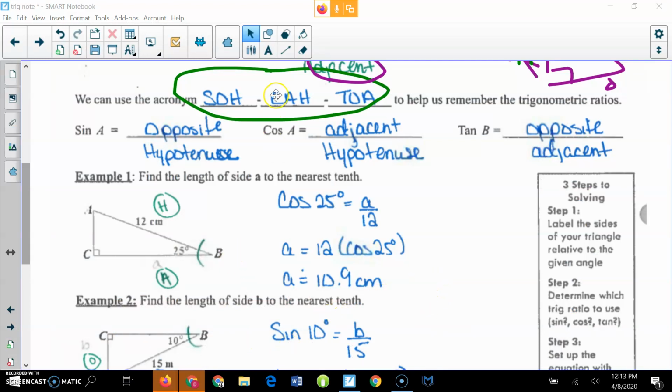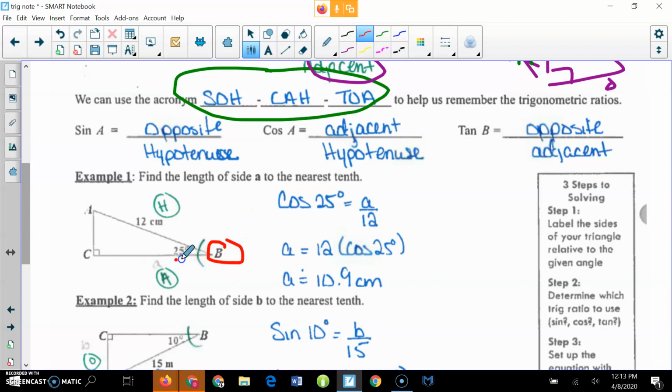Okay, so what you do here is you have to label the triangle before we move forward in any way. So this is the angle of interest because we know it. Okay, and then you're going to label this across from the right angle as hypotenuse. Okay, so there's your hypotenuse, HYP, or just H. Across from here, which is the angle that we know, is the opposite.